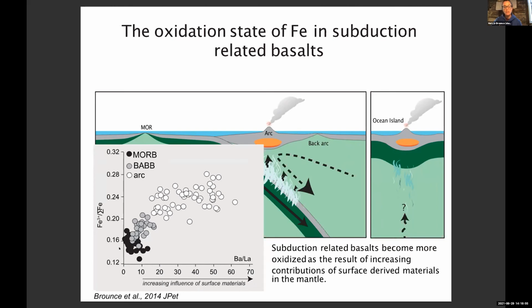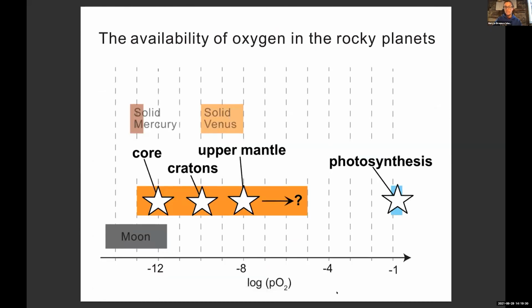the mantle. And you can see that as you require the presence of surface materials to explain trace element geochemistry, something we've agreed upon for decades in igneous petrology, you increase the oxidation state of iron in those glasses. And again, these are all at very parental compositions. And so that's before crystallization and degassing has happened. And so we're able to firmly link that subduction-related basalts become more oxidized as the result of contributions of surface-derived materials in the mantle. And so we can really use synchrotrons to solve these kinds of old problems in igneous petrology.